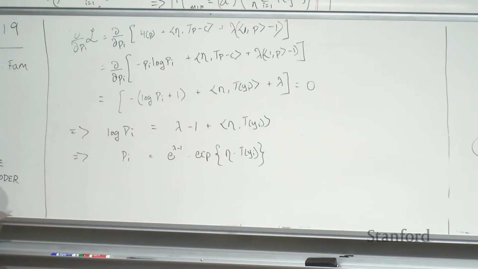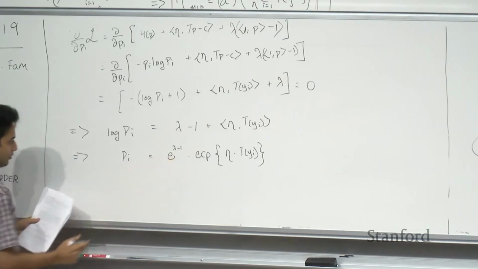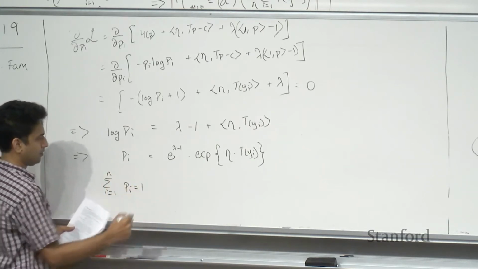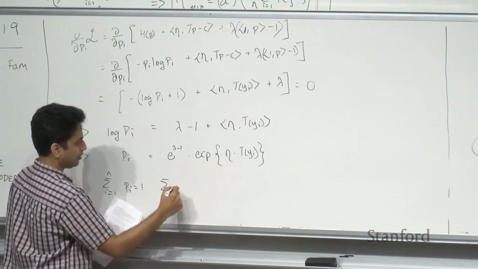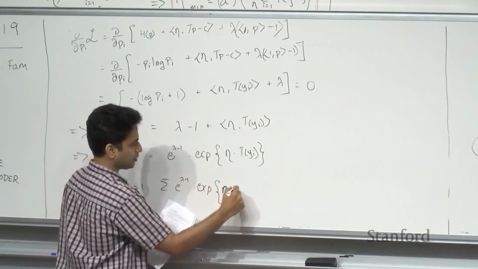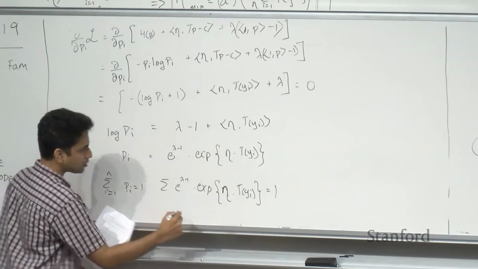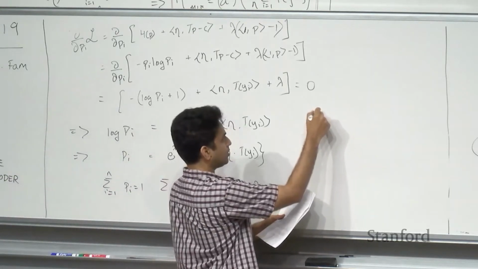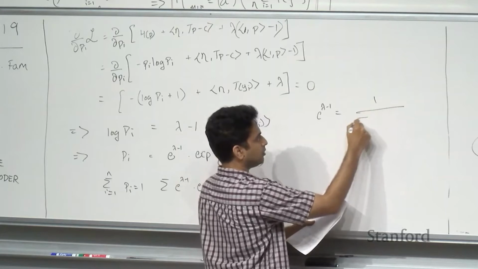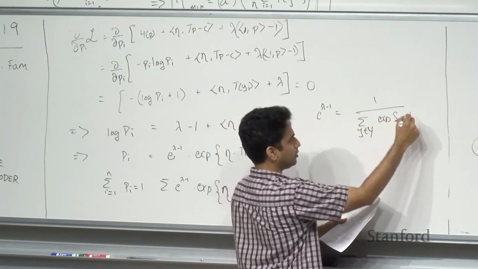And now we have this, and we want to solve for lambda, and solving for lambda is pretty easy. So we have pi equal to this, and the sum over i equals 1 to n of pi equals 1, which means the sum over this entire thing, e to the lambda minus 1 times exponent eta times t of yi, should be equal to 1, and so e to the lambda minus 1 will be 1 over the sum over y in script y of exponent eta times t of y.